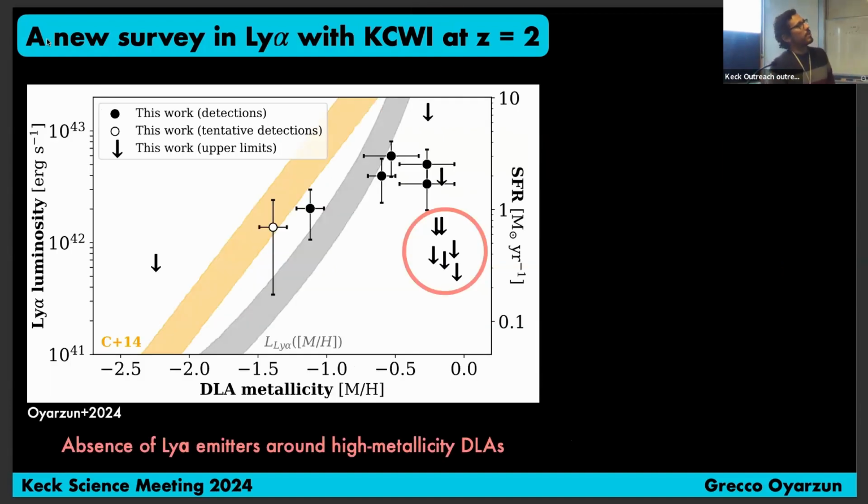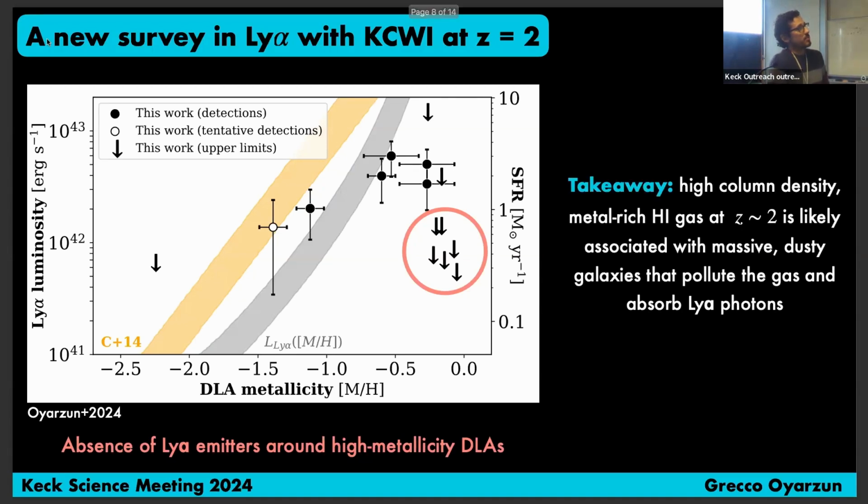So if we move further, I want you to pay attention to this figure in which we're plotting our detections in Lyman alpha luminosity on the y-axis against the metallicity of the absorber. So you can think of this as how metal rich the H1 gas is in these systems. And the main feature here is that if you look at the highest metallicity DLAs in our sample, we only get non-detections in Lyman alpha emission. So basically what this means is that there's an absence of bright Lyman alpha emitters in the vicinity of high metallicity H1 gas at redshift 2. That's the main takeaway of the paper.